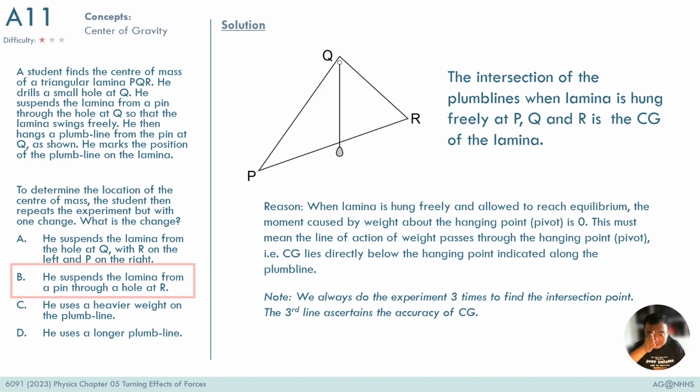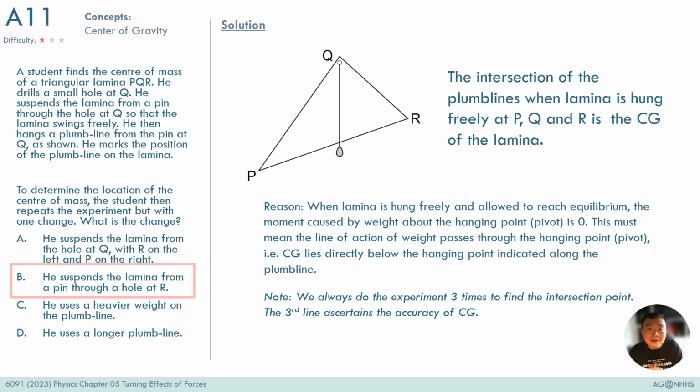So the CG is somewhere along this vertical line. Strictly speaking, we just need to repeat this experiment one more time, a total of 2 times. Then we can get two intersecting plumb lines, and that in theory should be enough for us to get the CG of the laminar. But we always do this 3 times in total, one from each edge. The third line basically helps us ascertain the accuracy of this technique.